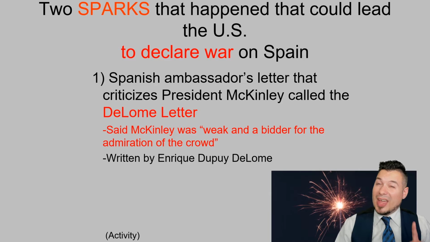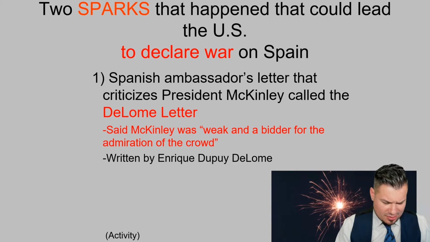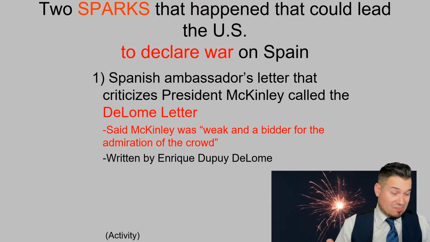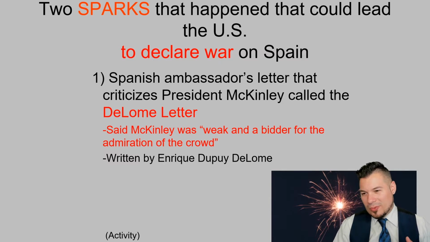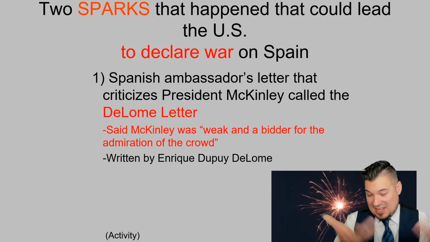If two sparks could lead to the U.S. declaring war on Spain. First, we have something called the Loan Letter. The Spanish ambassador actually went ahead and criticized President McKinley. In fact, it got intercepted and, well, was blown up. It was public. It was said by Enrique de Puy de Lôme, who was, again, the Spanish ambassador. He says that McKinley was weak and bitter for the admiration of the crowd, meaning that he did whatever the people wanted him to do, because he just said whatever they wanted.